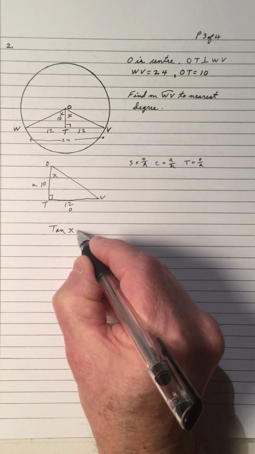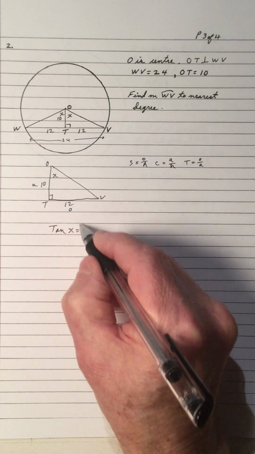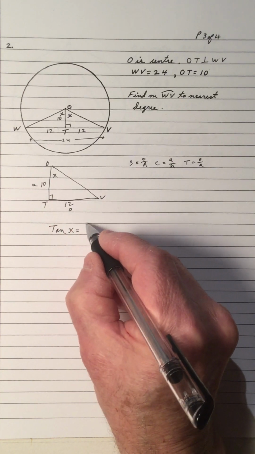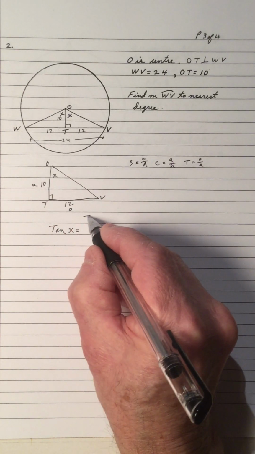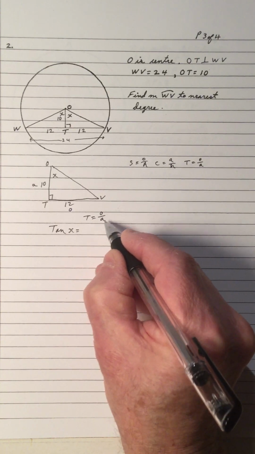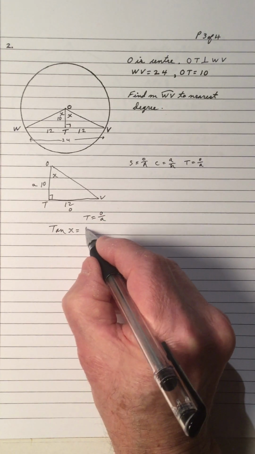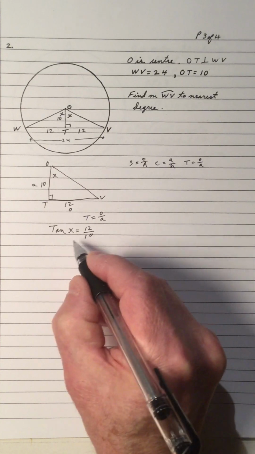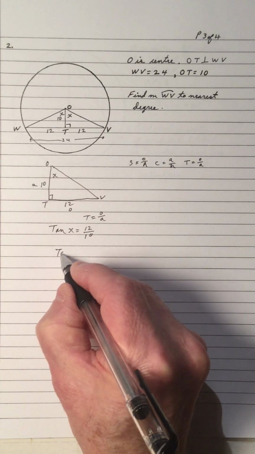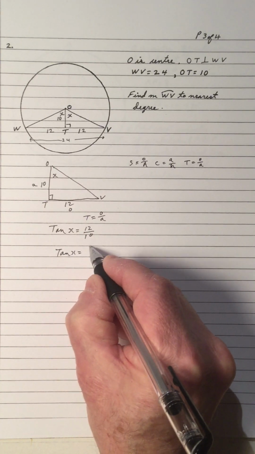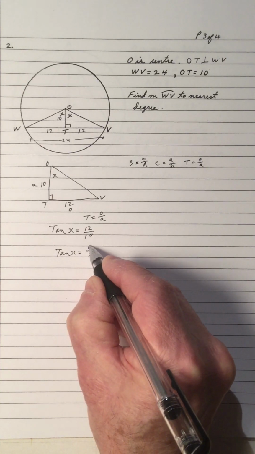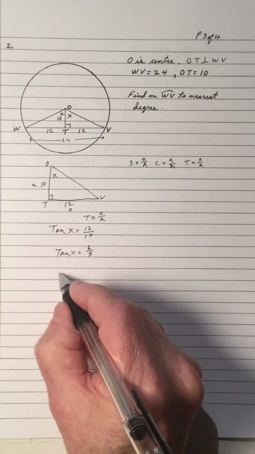So the tan of angle x, tan is opposite over adjacent. So the opposite is 12 over the adjacent, which is 10. I could reduce that. The tan of x is 6 over 5, but it's not going to make any difference. I had to get the angle.